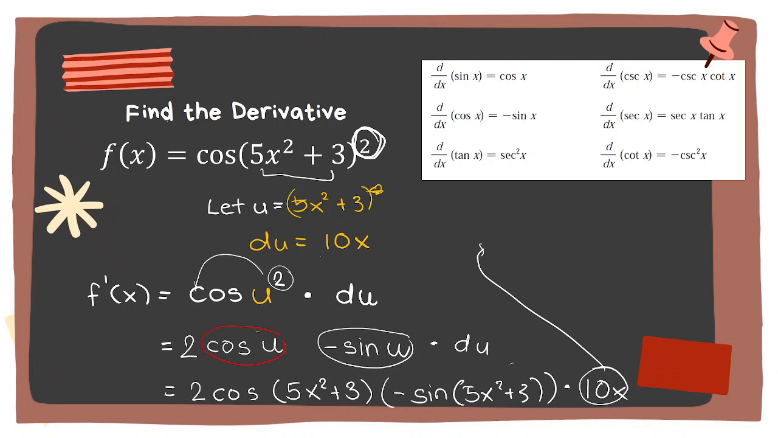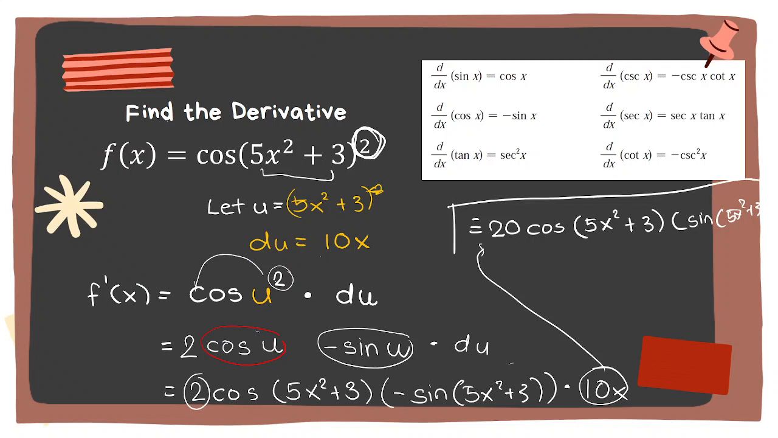10x times 2 giging 20 cosine 5x squared plus 3. Lagay ko na sa labas yung negative ha. So, magkakaroon ako ng sine 5x squared plus 3. So, ito yung final answer. So, the final answer is negative 20 cosine 5x squared plus 3 sine 5x squared plus 3. Gets? Kuha, Mr. Yaya? Or nalilito pa din?